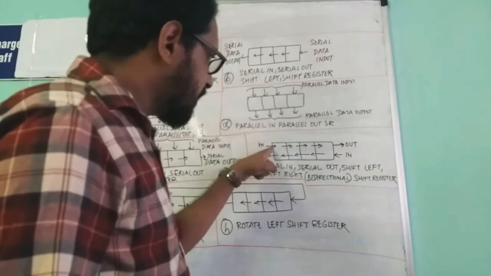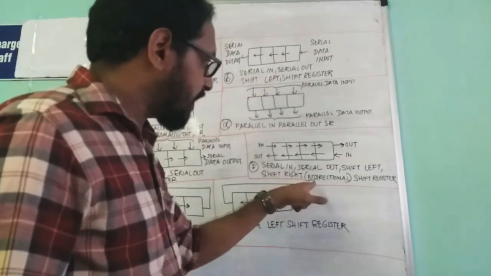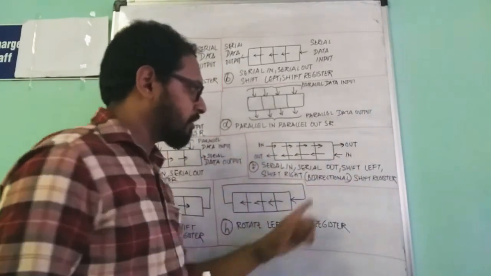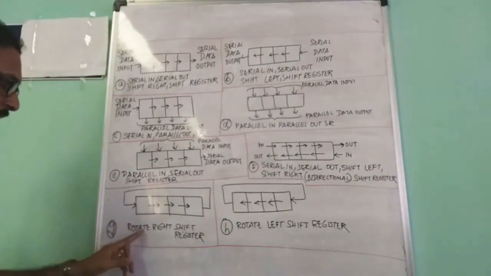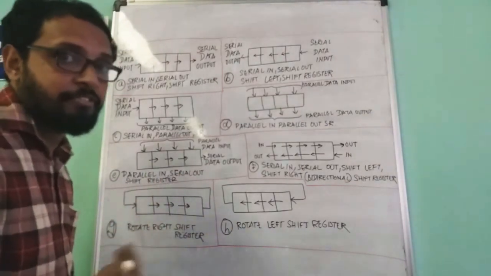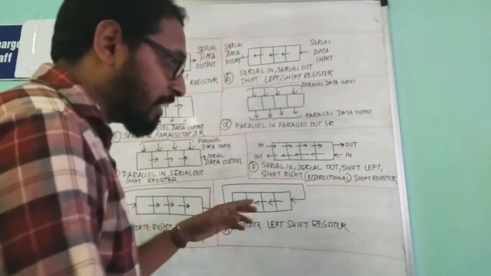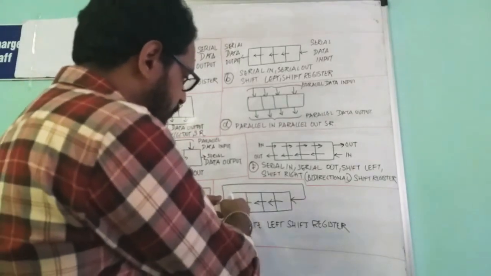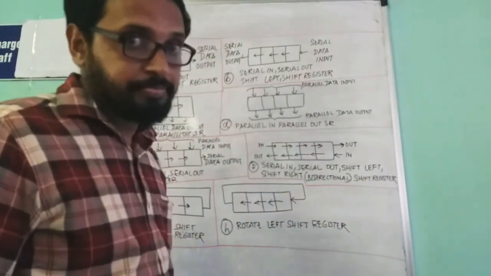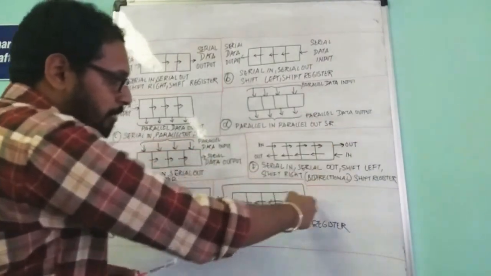This is serial in, serial out, shift left, shift right, that is the bidirectional shift register. That is, we can give the data from left to right and also right to left. This is the rotate right shift register. The data is rotated right and the final bit is fed back to the first one. Rotate left shift register means the data is rotated leftwise and the MSB is taken and given as feedback to the rightmost one, that is the LSB. The data is given back to this particular part.